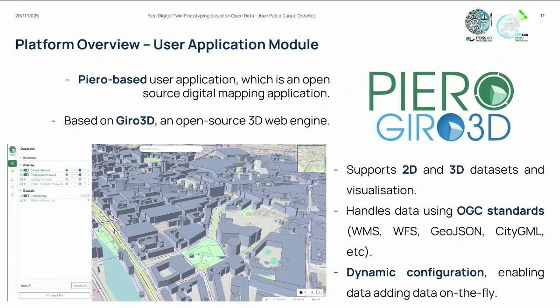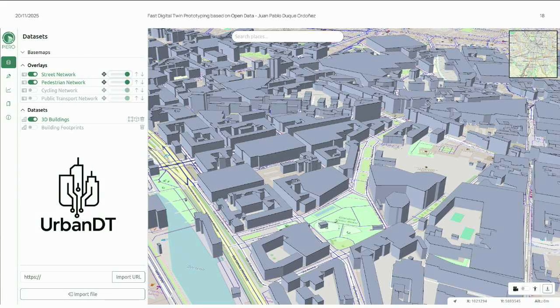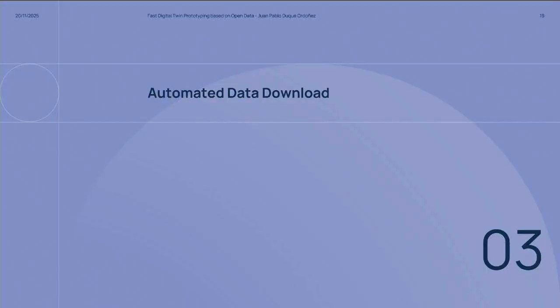And finally, from the point of view of visualization, we also have this user application. This is, let's say, the less advanced of the modules. It's based on a web visualizer called Piero, which is based on a 3D web engine called Giro 3D that handles all the 3D visualization capabilities of the system, but it connects the data to the web application with GeoServer. We will see a little bit in a while. So this is more or less how the application looks like from the visualization point of view.